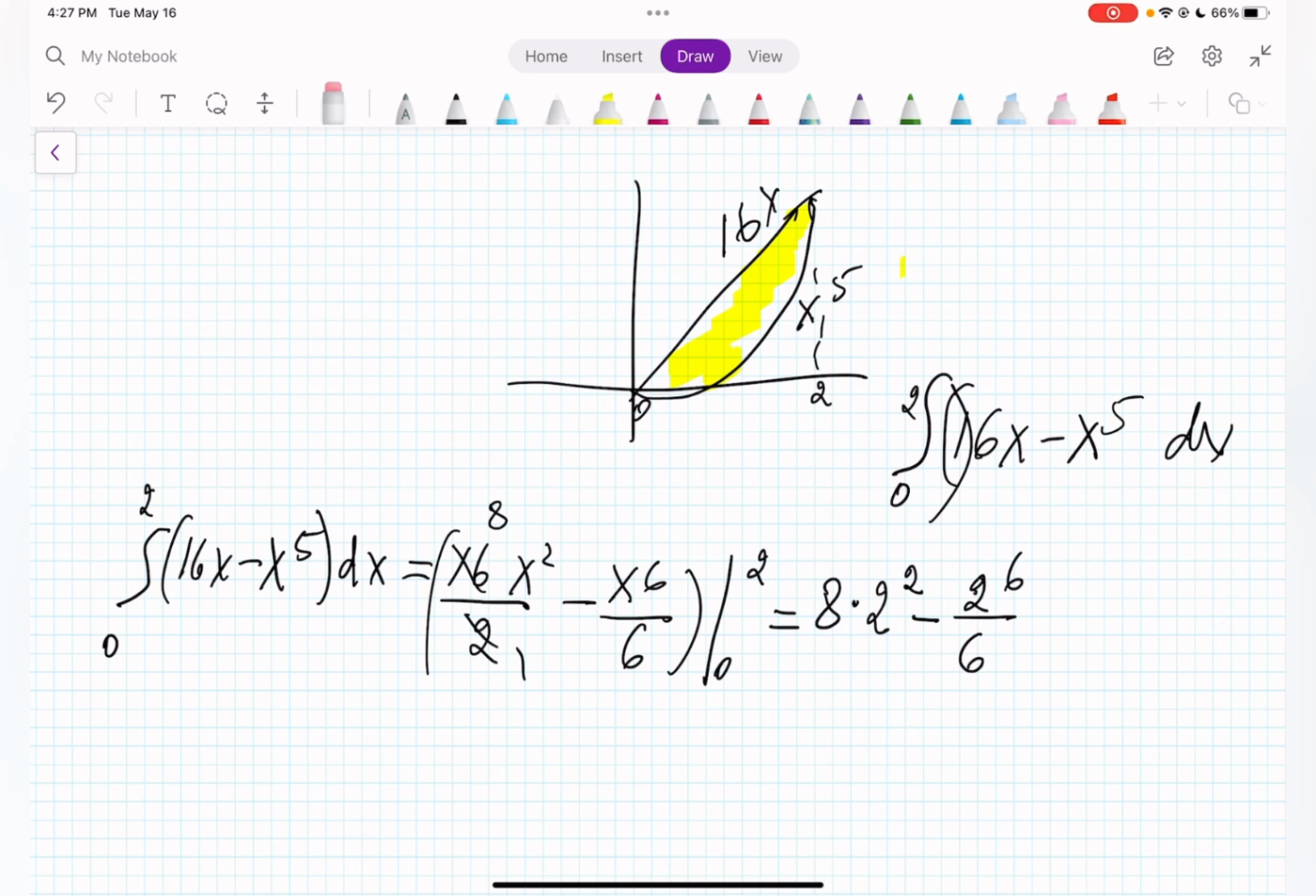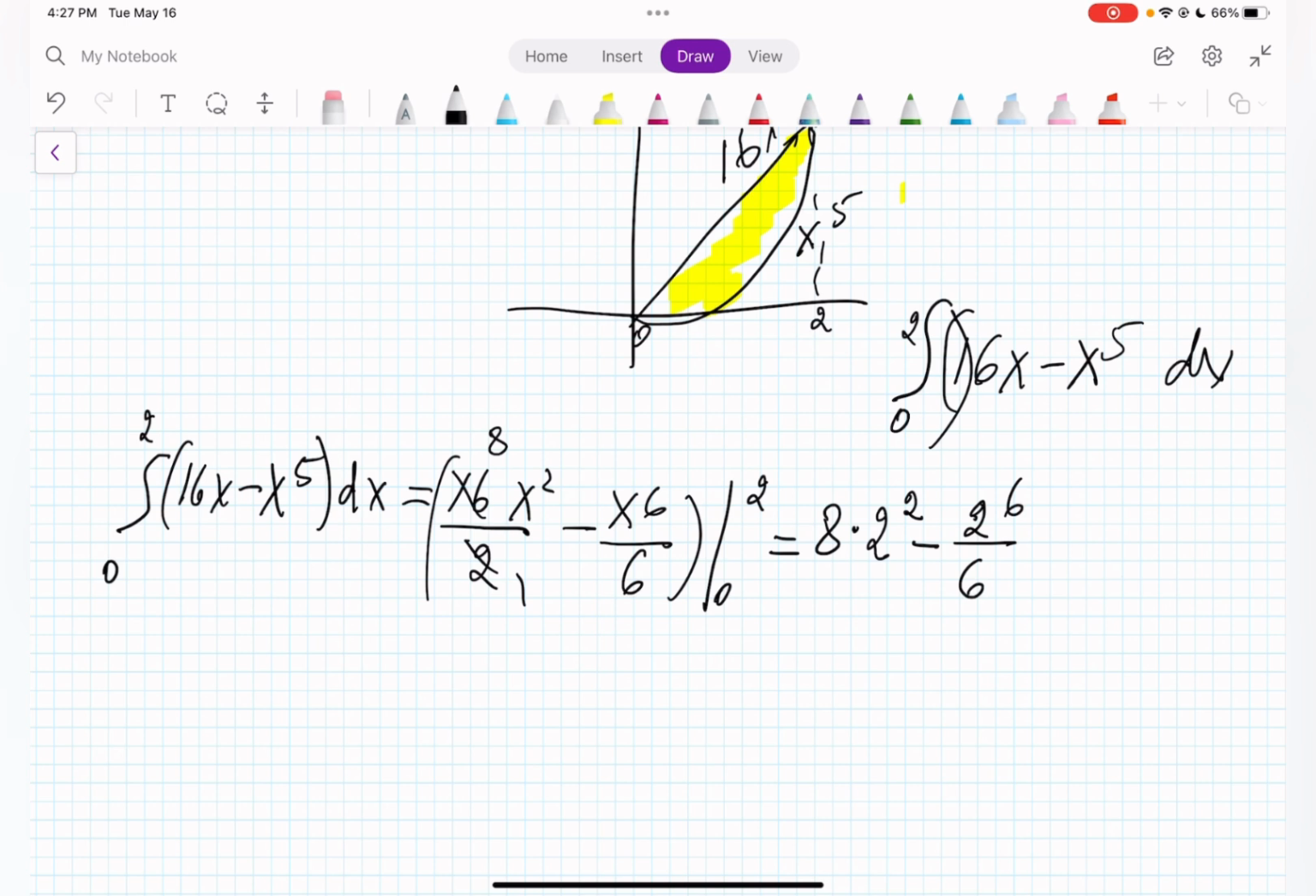So this is going to be it, and the result is 2 to power 2 is 4. 4 times 8, 32, minus 2 to power 6. 2 to power 3 is 8. 60, it should be 64.